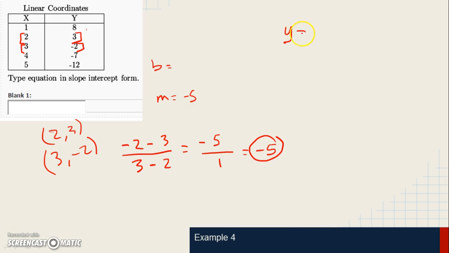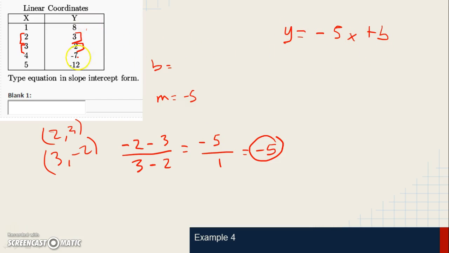We're going to use y equals mx plus b to find b. We're going to solve for b. So we know what m is now. It's negative 5 times x plus b. And if we're trying to find what b is, what we need to do is replace something with x and y so that we can solve for b.